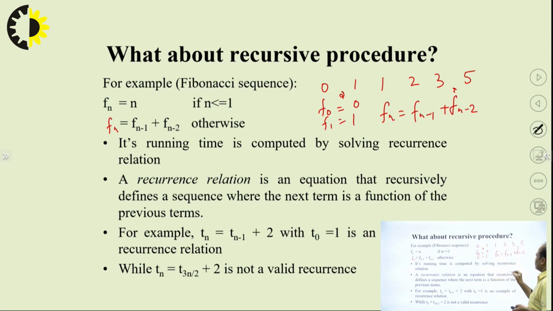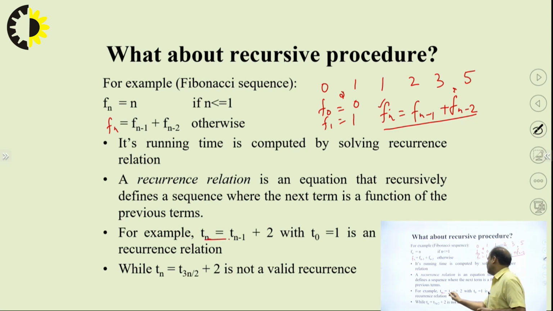So actually this is forming a recursion where the nth term is being expressed in terms of n minus 1 and n minus 2. So this is a recurrence relation, and its running time cannot be computed with an iterative procedure. Remember, we need to decrease the argument. If we are not decreasing, it will not form a recurrence relation.